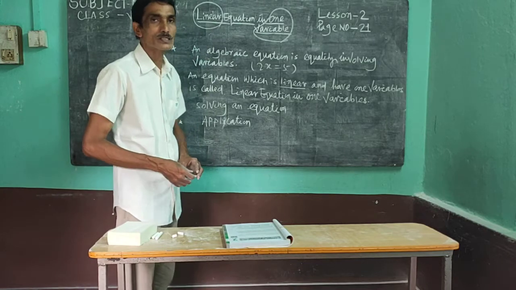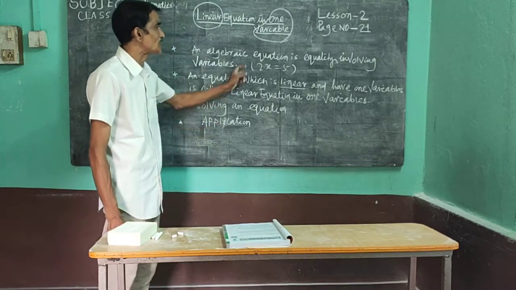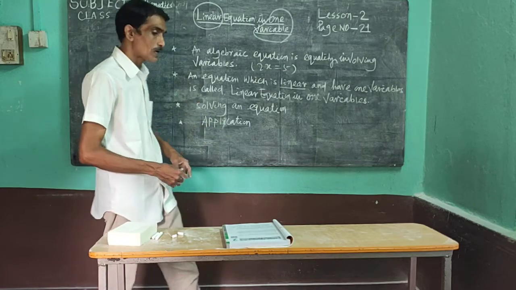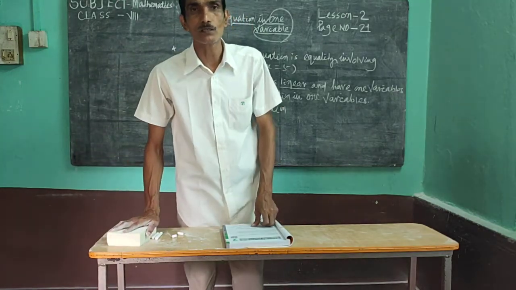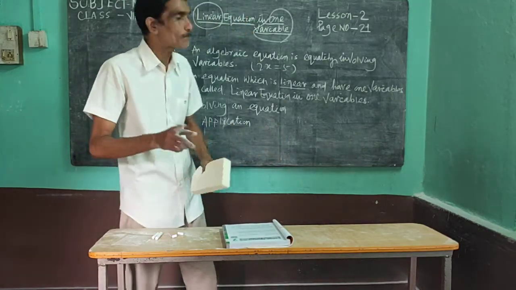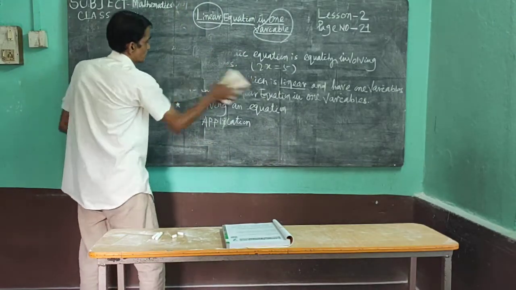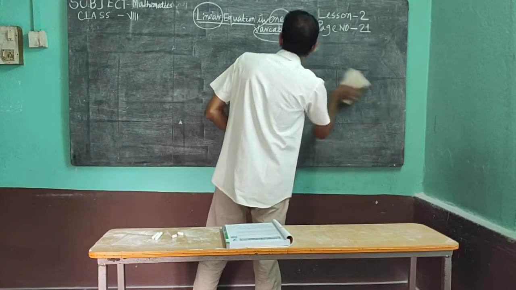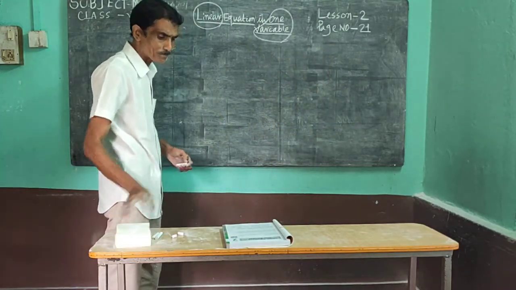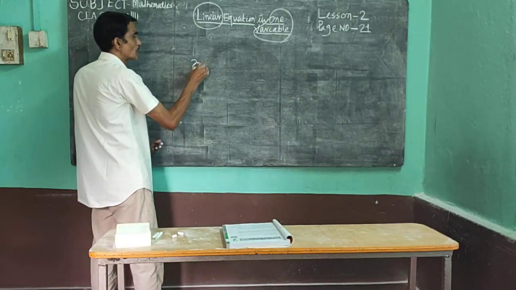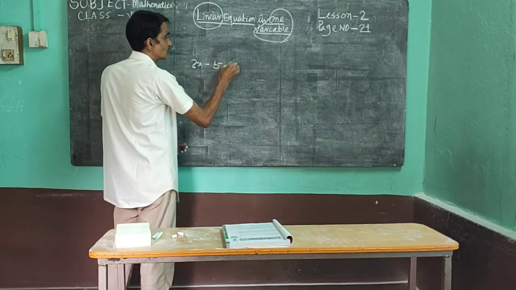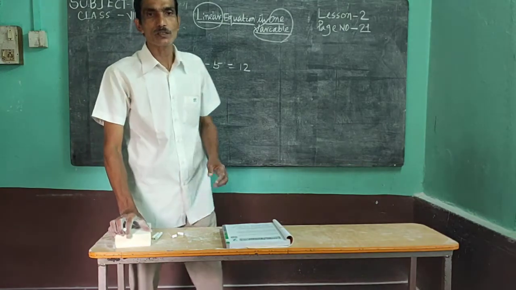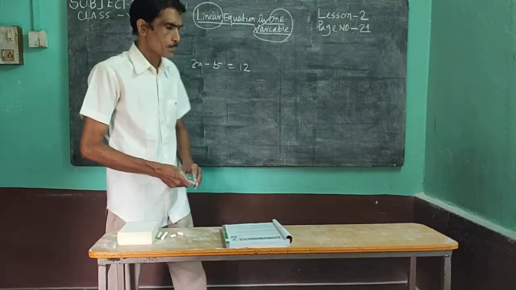So today our concepts are: what is the linear equation in one variable, how to solve an equation, and what are the applications of a linear equation of one variable. One by one, I will clear the concept. Before that, what is the linear equation in one variable? One example I am giving. For example, 2x minus 5 is equal to 7. This is a linear equation in one variable.